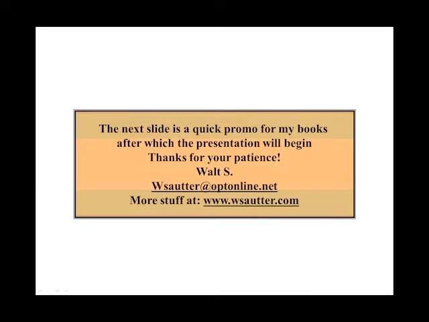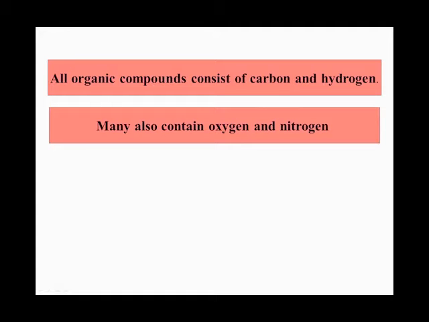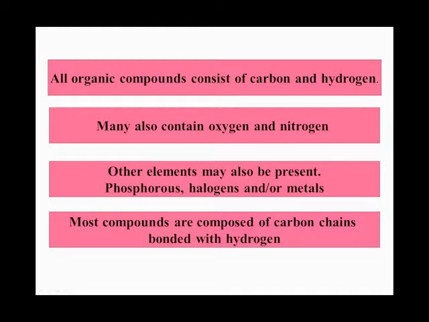All organic compounds consist of carbon and hydrogen. They may also contain oxygen and nitrogen. Other elements may also be present, like phosphorus, halogens, and/or metals, and there are others, but I haven't listed them. Most compounds, however, are composed of carbon chains bonded with hydrogen.